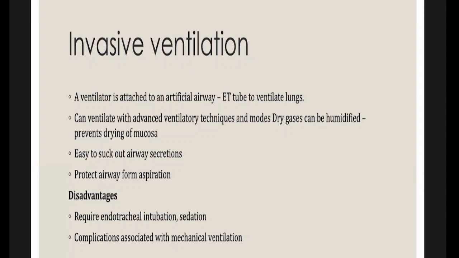So it is usually attached to an artificial airway, can be the ET tube, and you should ventilate the lungs through the ET tube. Okay, and then you can ventilate with advanced ventilatory techniques and modes, and also the dry gases can be humidified by our ventilators, and that prevents the drying of mucosa. And also it is very easy to suck out airway secretions, as I showed you with the junks that are used during ventilation, like the closed suctioning system. And also it protects the airway from aspiration because of the cuffed endotracheal tubes.